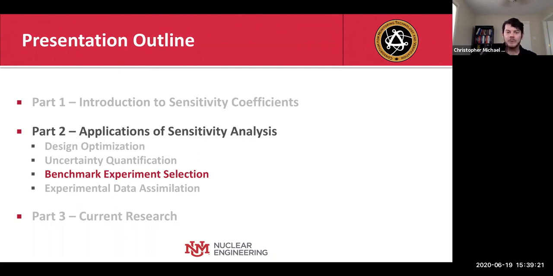So how would you go about selecting a benchmark experiment that is similar to your application? How do you select a benchmark experiment that covers the same sources of uncertainty as your application? If you're trying to benchmark a fast HEU system, you probably want to use fast HEU benchmarks. If you want to benchmark a thermal system that has deuterium coolant, use a benchmark with thermal spectrum and deuterium. But if you get into intermediate spectrum or MOX fuel or systems that are more and more complicated, it's hard to know if your benchmarks are going to cover the same sources of uncertainty as your application.